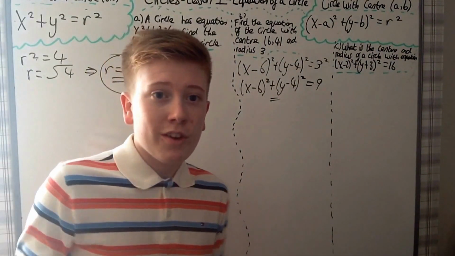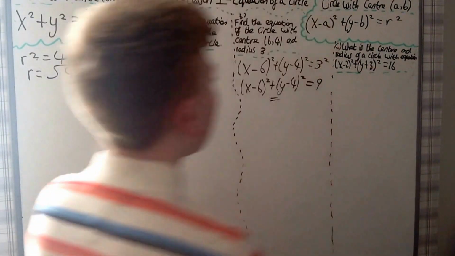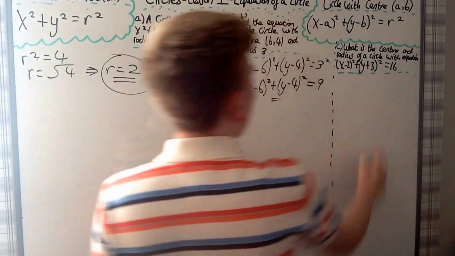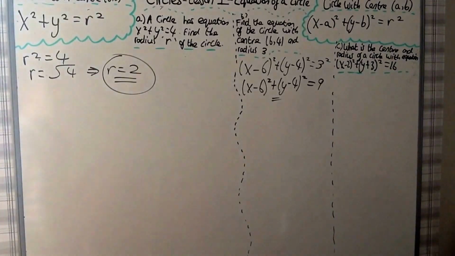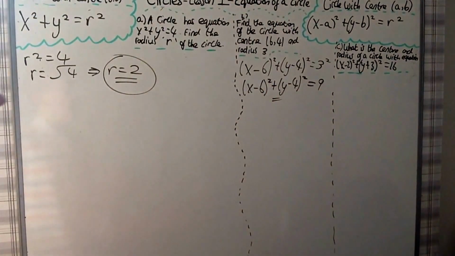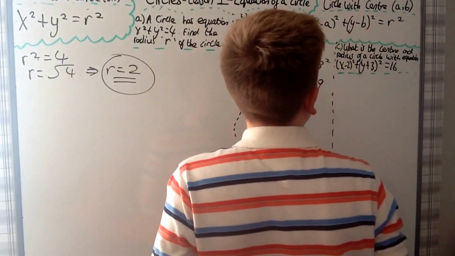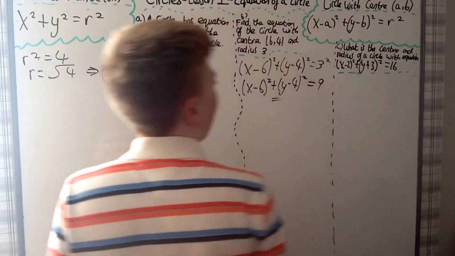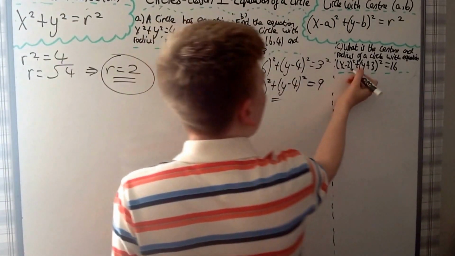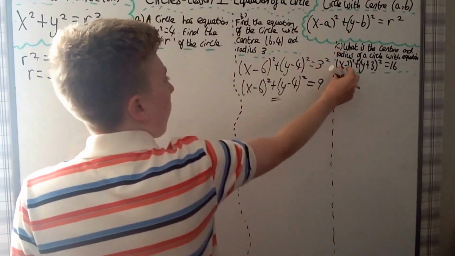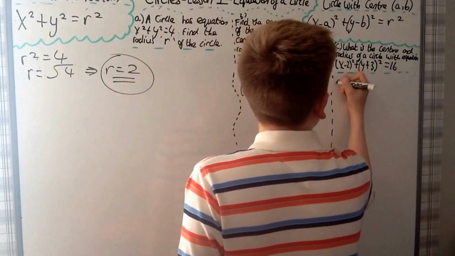Okay guys, hopefully you've paused the video and had a go. With this it says, what is the centre and radius of a circle with equation x minus 2 squared plus y plus 3 squared equals 16. So our centre is x minus a squared plus y minus b squared. So x minus our a. So our a is going to be positive 2 because we minus that positive 2.